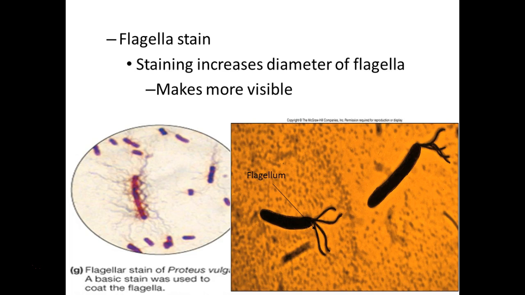To visualize how many flagella there are and where they're located on a bacterial cell, we do a special stain known as the flagella stain. What this does is actually increase the diameter of the flagella that are present. This is going to kill the cells. They're not going to be moving. It's almost like applying mascara to the flagella.